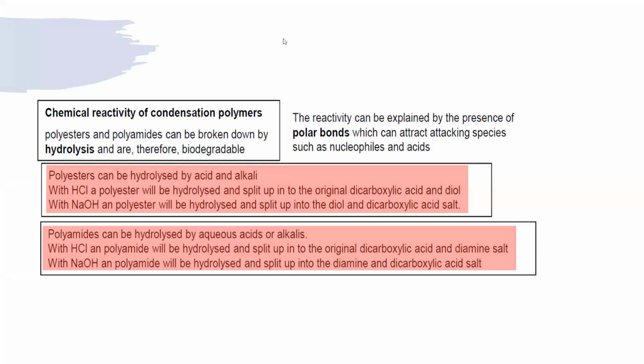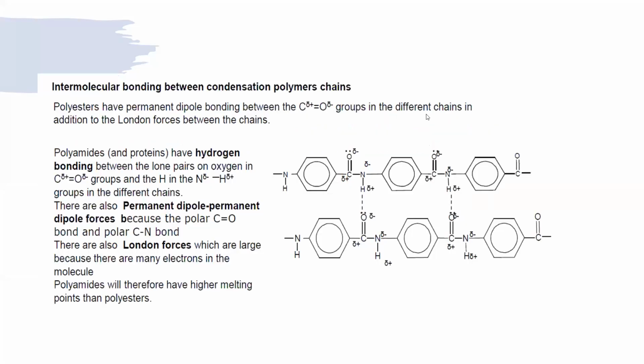Okay, the next part. Then the intermolecular forces, the forces between the condensation polymer chains. For example, if an amide linkage or peptide linkage is there, it contains C double bonded with O. So C double bonded with O means there is a permanent dipole. So due to this, there's a permanent dipole.